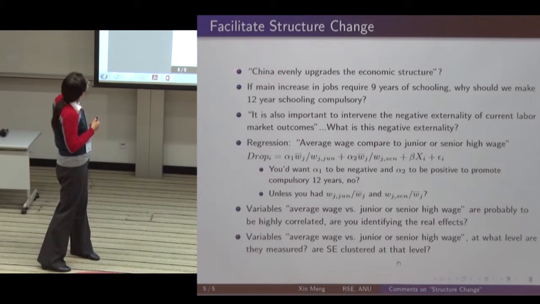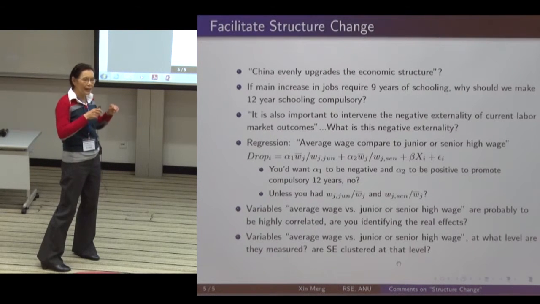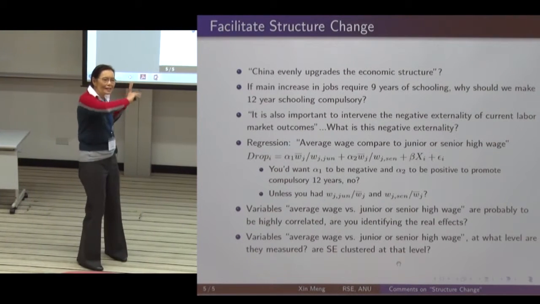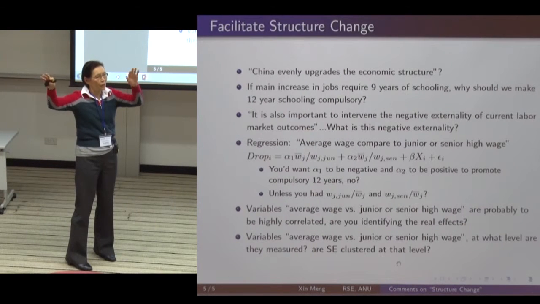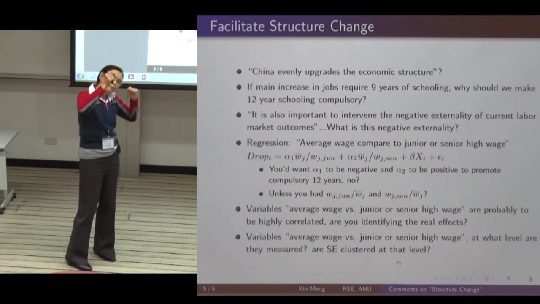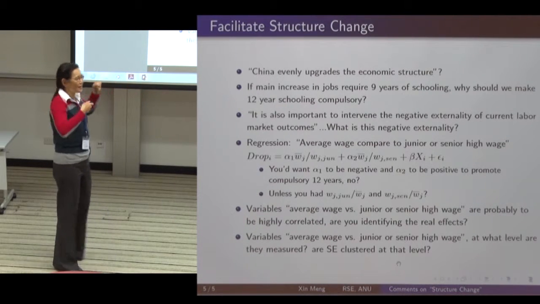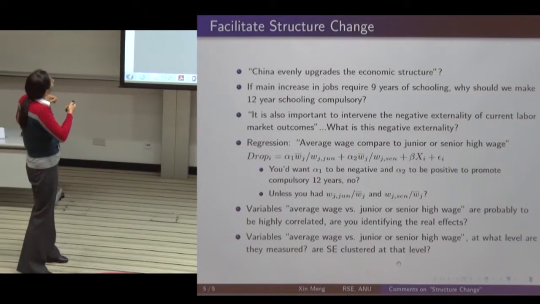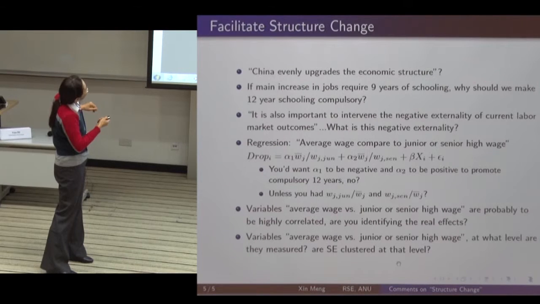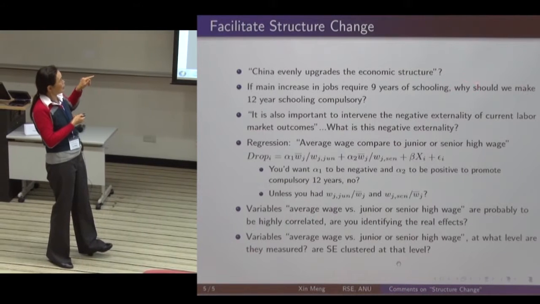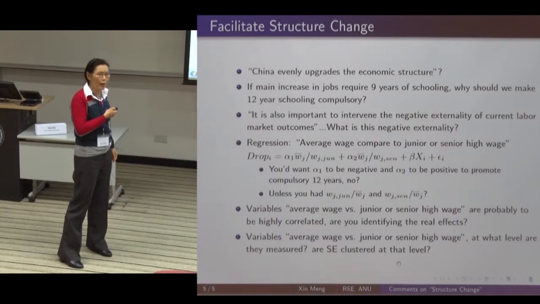But there are a few questions I want to ask. You said China evenly upgrades the economic structure. That I don't understand, because from your chart, I didn't see an even change of jobs. So is that what you mean by upgrading, and why is it even, or is it not even? And this is the question: if the main increase in jobs requires 9 years of schooling, why should we make 12 years of schooling compulsory?